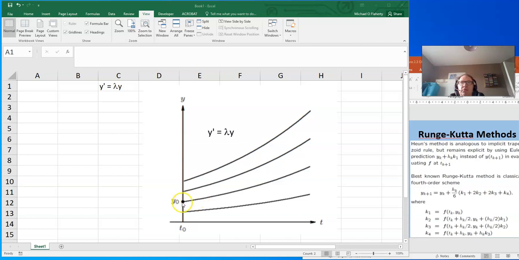So the slope comes off here at y0, and if that's positive, as y gets bigger, the slope gets higher. The slope is constantly increasing, so you have an exponential increase in the value of the function with time. And that's the nature of that function there.